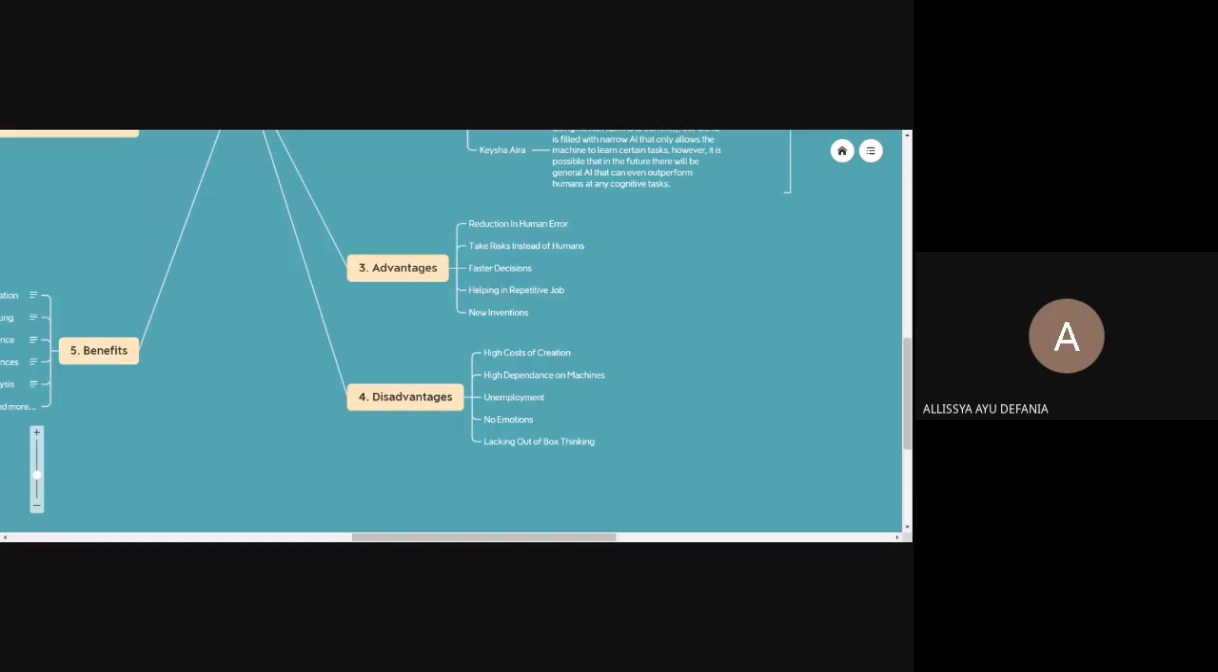And the fourth one, helping in repetitive jobs. It's like AI cognitive automation in a company to speed up things like verifying documents. And the last will be new inventions. It's like doctors who can now predict breast cancer in women at early stages using advanced AI-based technologies.